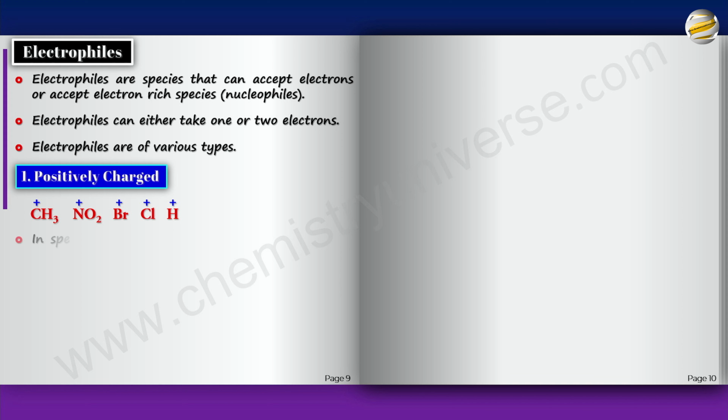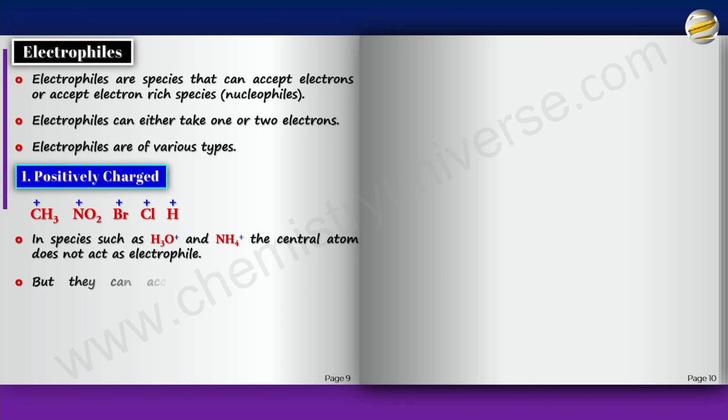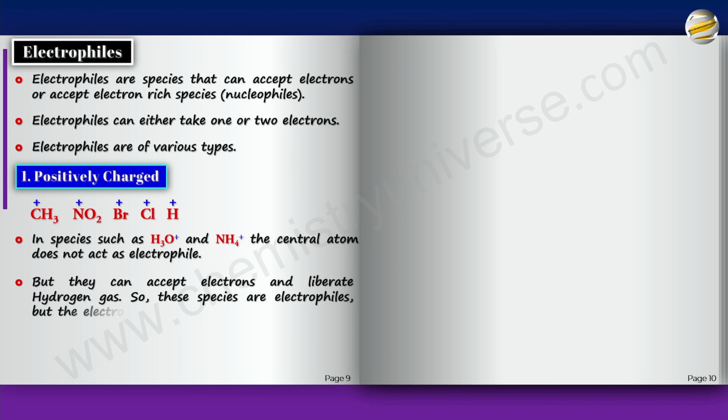In species such as H3O+ and NH4+, the central atom does not act as an electrophile. In H3O+, there is no electron deficiency as such, but they still behave as electrophiles because they are capable of giving H+. Anything which is a source of electrophile is also considered an electrophile. They can accept electrons and liberate hydrogen gas because they can give H+. So these species are electrophiles, but the electrophilic center is not the central atom but H+.